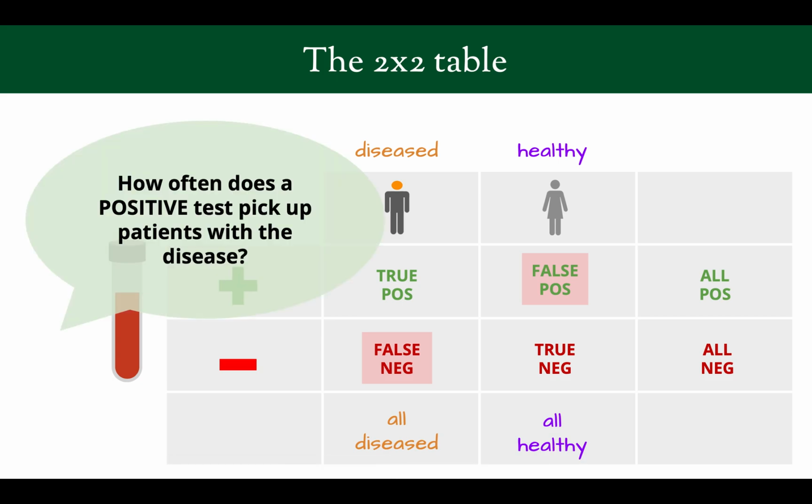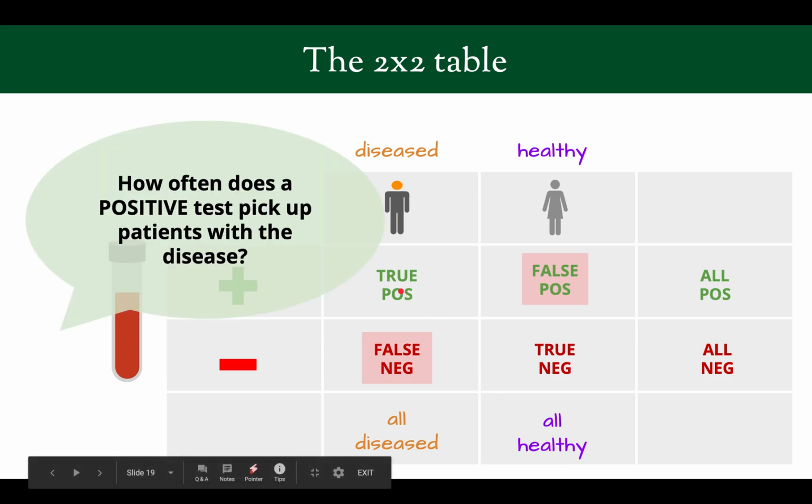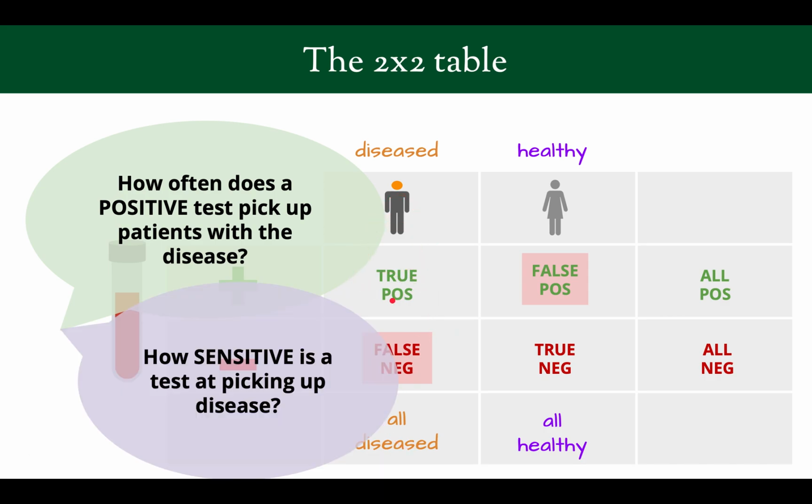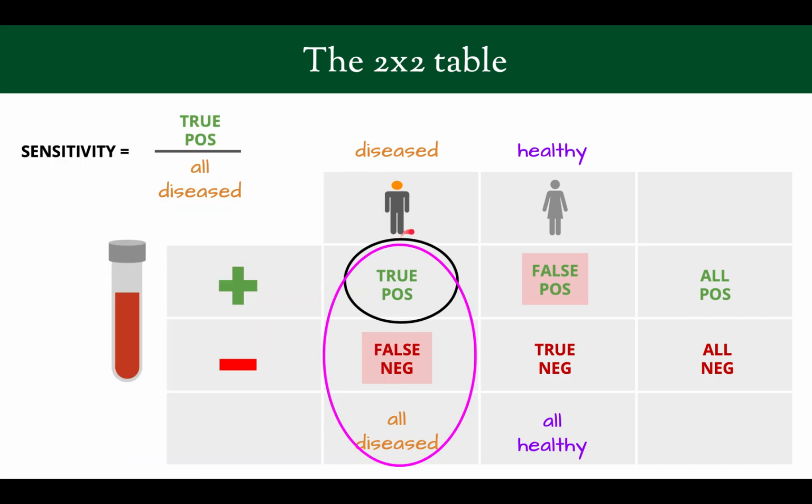Now we're going to move on and talk about these values. We can now ask, how often does a positive test pick up patients with the disease? So in all the patients that have the disease, how often is the positive test right? This is what's called the sensitivity of picking up a disease. We put all the patients with the disease in the denominator and true positives in the numerator, and that is what we call sensitivity.